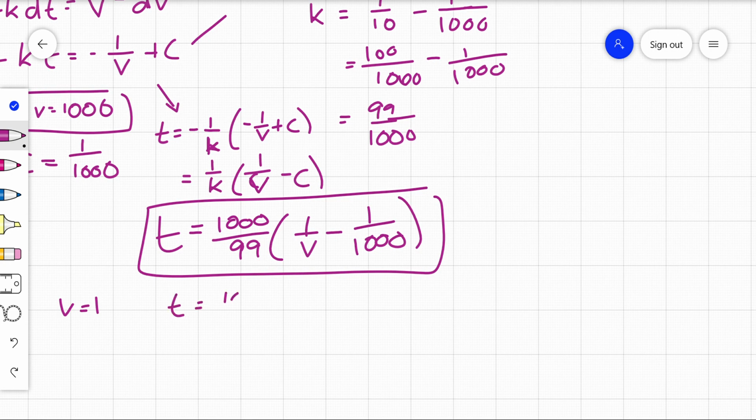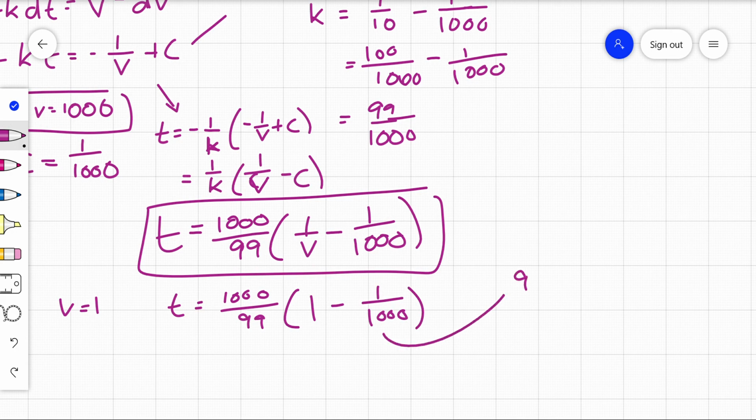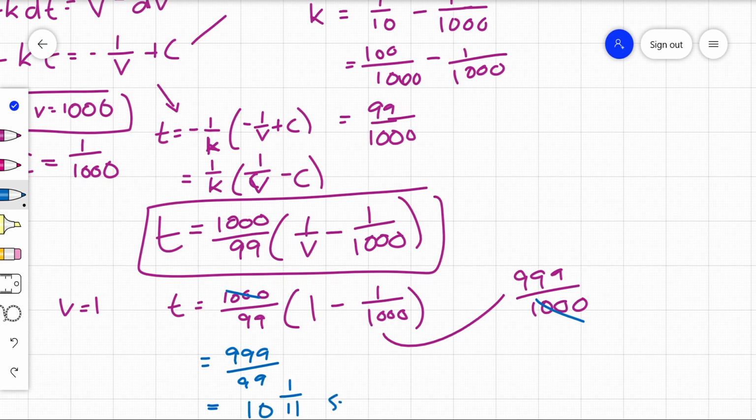So we're going to have 1,000 on 99. This will be 1 minus 1 on 1,000. All right, now remember that 1 minus 1 on 1,000 is just 999 on 1,000. So 1,000 on 99, times 999 on 1,000. Yeah, okay, so the 1,000s there, they'll cancel, and what will be left? Well, 999 on 99, that's why it was confusing. Put that in the calculator, you get 10 and 1 on 11 seconds.